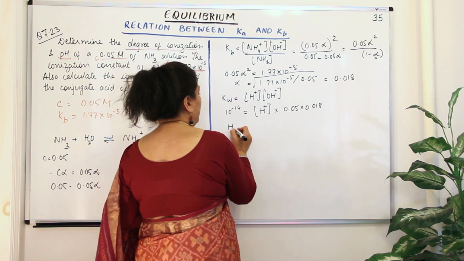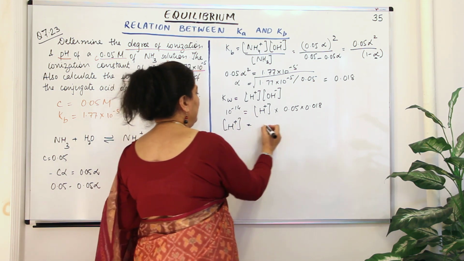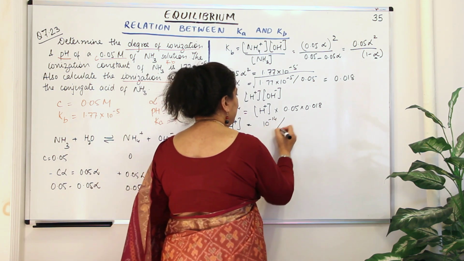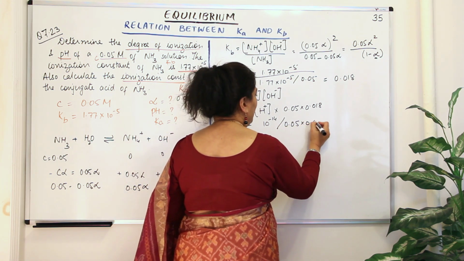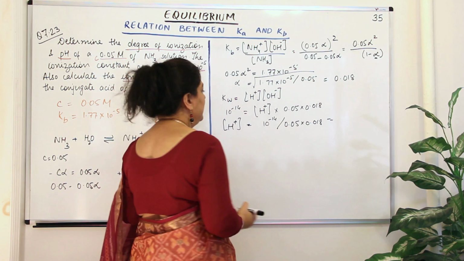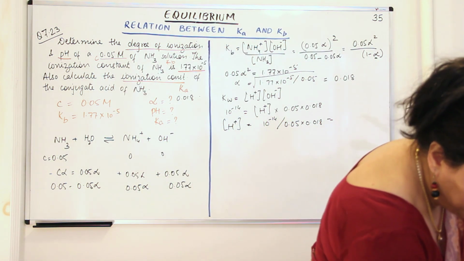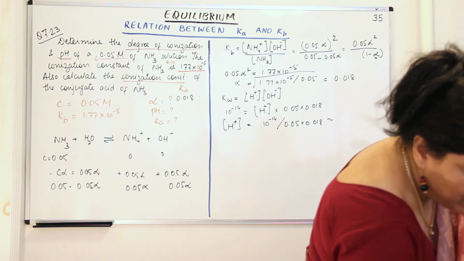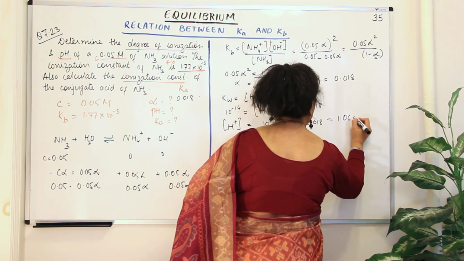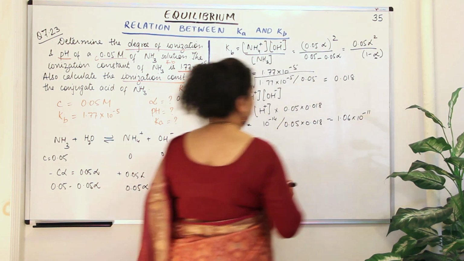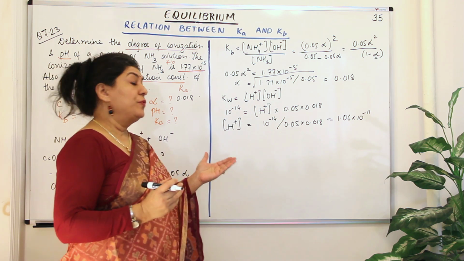So what would H positive be equal to? The concentration of hydrogen ion would be 10 to the power minus 14 divided by this value, which is 0.05 into 0.018. And when you calculate this, the concentration of H positive ion comes out to be 1.06 into 10 to the power minus 11 moles per liter. So that is the concentration of hydrogen ion.